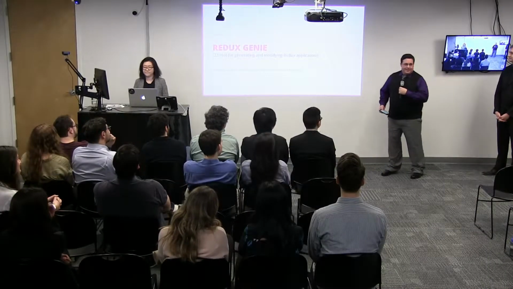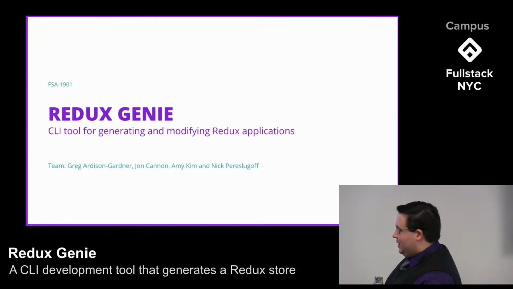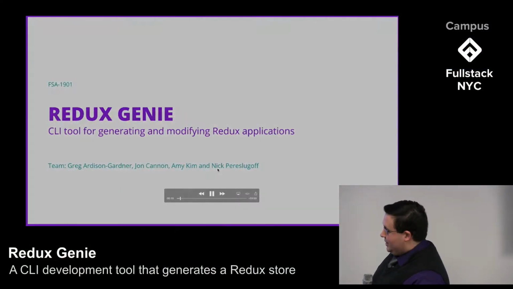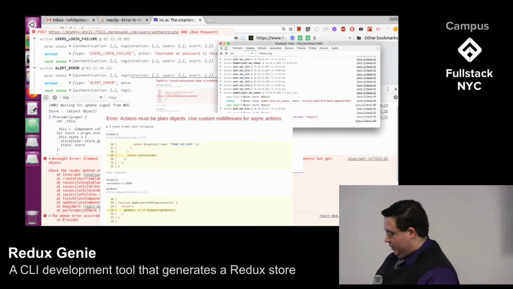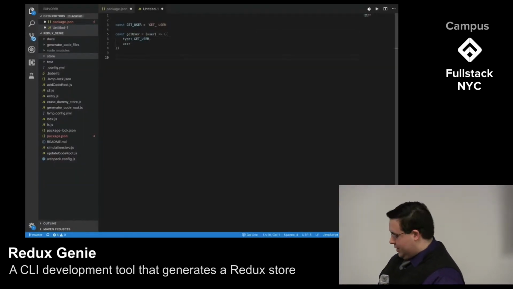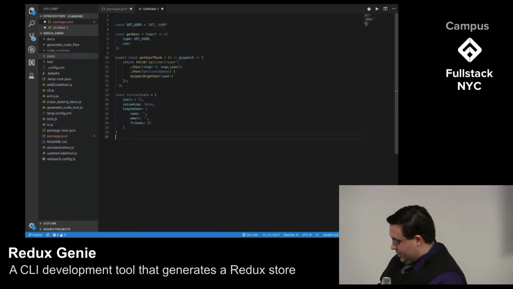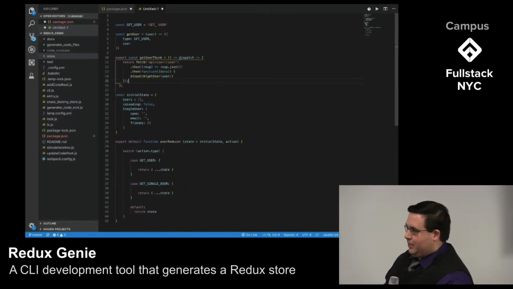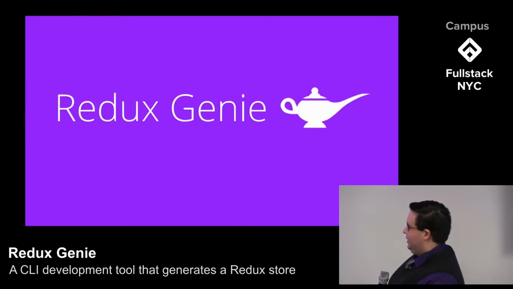Hello, I'm Gregory. This is Nick, John, and Amy, and together we are Team Redux Genie. In development, Redux is an incredibly powerful tool for managing state in modern JavaScript applications. However, it also comes with significant pain points in regards to the amount of code that is required to set up and maintain a store instance. Consider that each additional action you add to an application store requires dozens of lines of code, often across multiple files. This increases the likelihood of overlooking a missing block of code or creating errors through typographical mistakes. And so together we created Redux Genie.